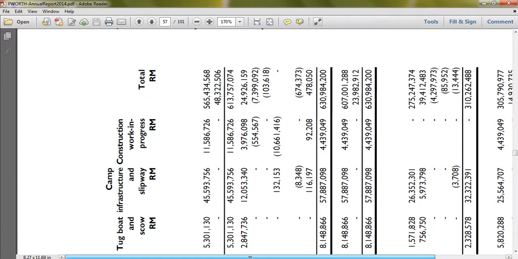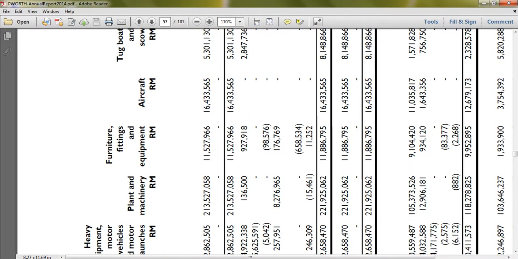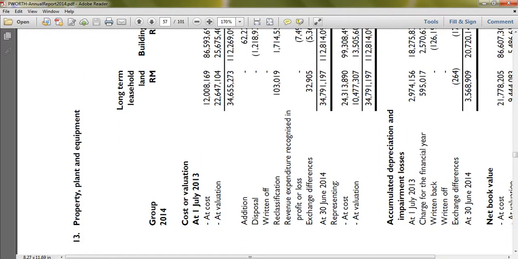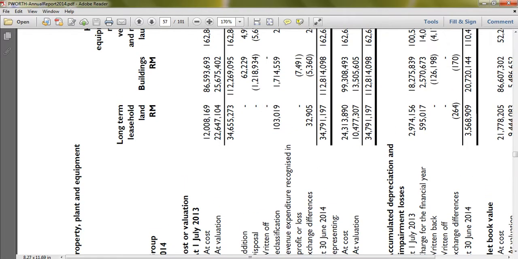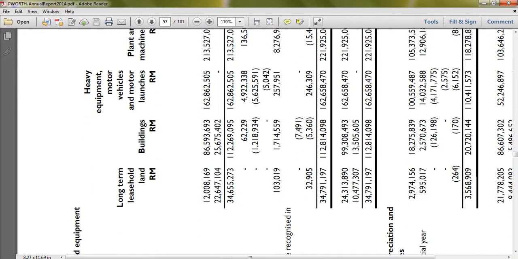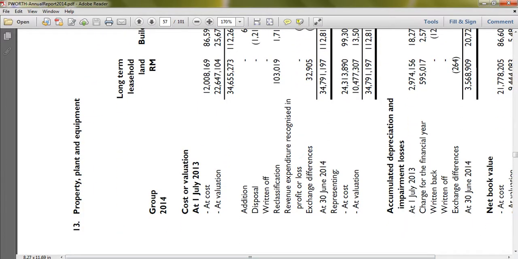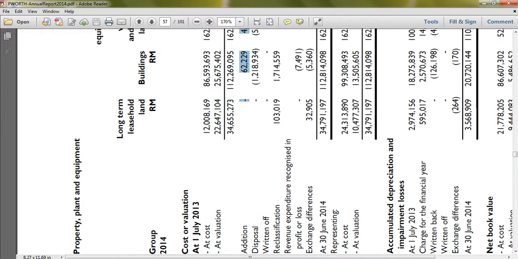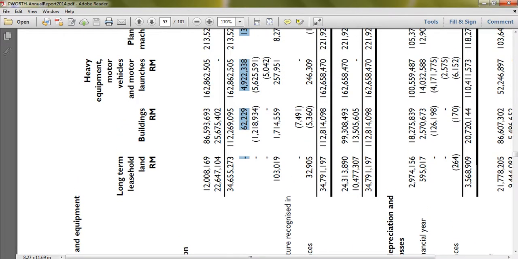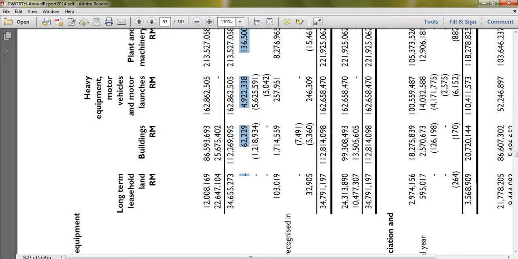So this is a breakdown. You might need to print it out to have a look, otherwise it's very suffering judging like this. Disposal, write off. Just have a look. Okay. Disposal. Yeah, this is the thing that I am interested in. Disposal, as you can see, 1 million over here, 5 million over here.